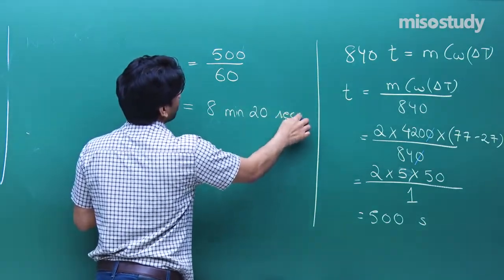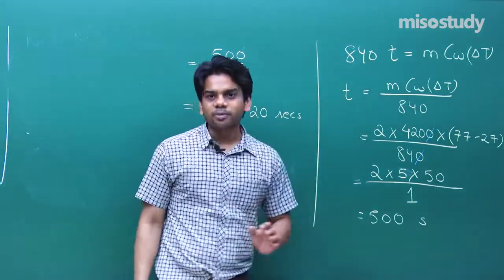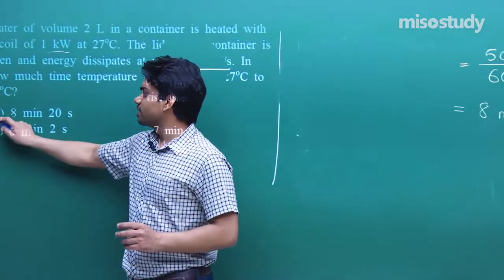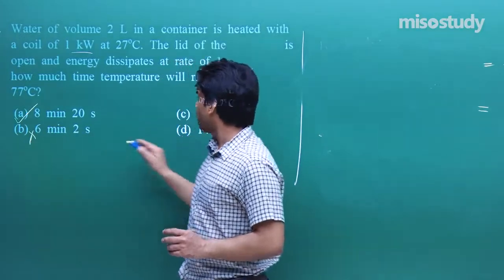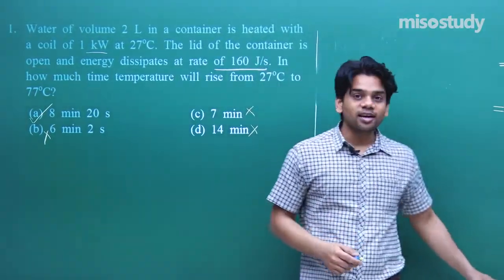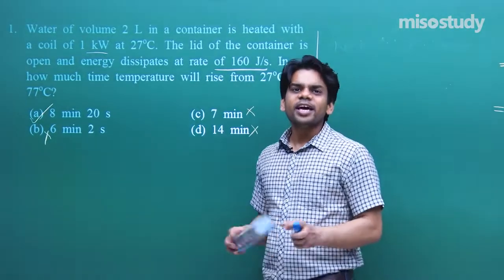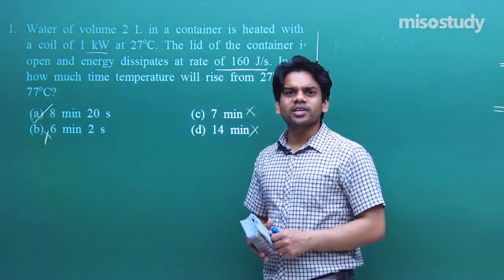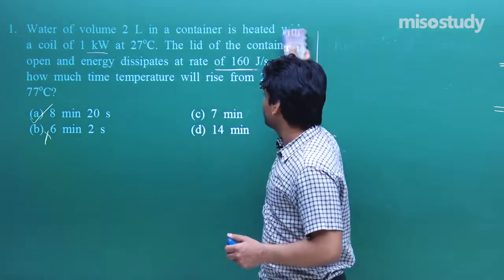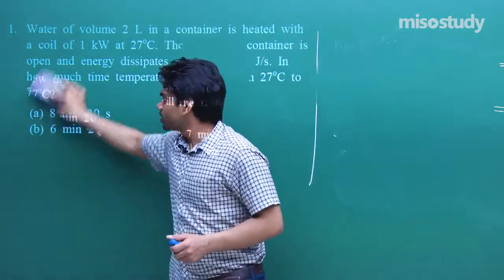So let's check the given options with this result, 8 minutes and 20 seconds. You can clearly see that option number A is 8 minutes 20 seconds. That's the right answer. Rest all options are incorrect. This is how we can understand how to solve such kind of question. Easy question, a case of thermodynamics, a case of heat transfer, a case of calorimetry. That is what we have learned from this exercise.